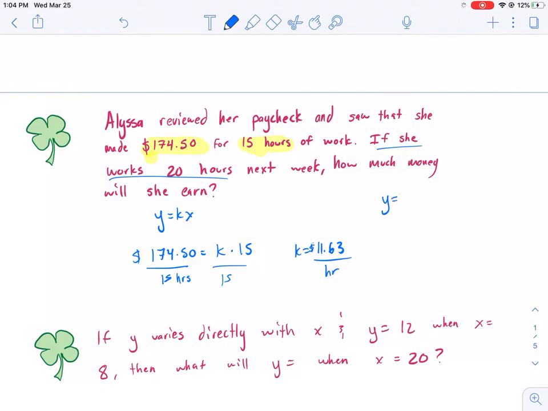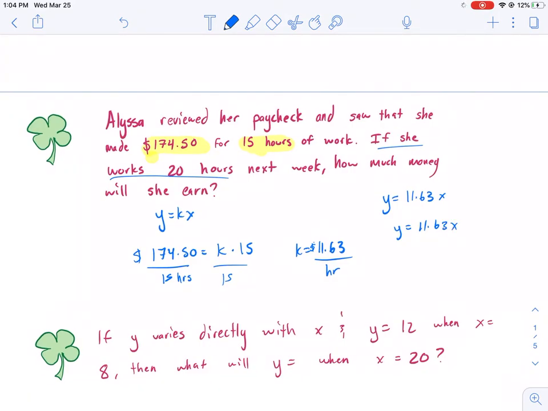Well, we could put it back into our equation, but now we know the constant of variation. So now we're just going to put the new value in for what's known. So we input 20 in for x, 11.63 times 20, and that's going to tell us how much money she will earn, which is $232.67.